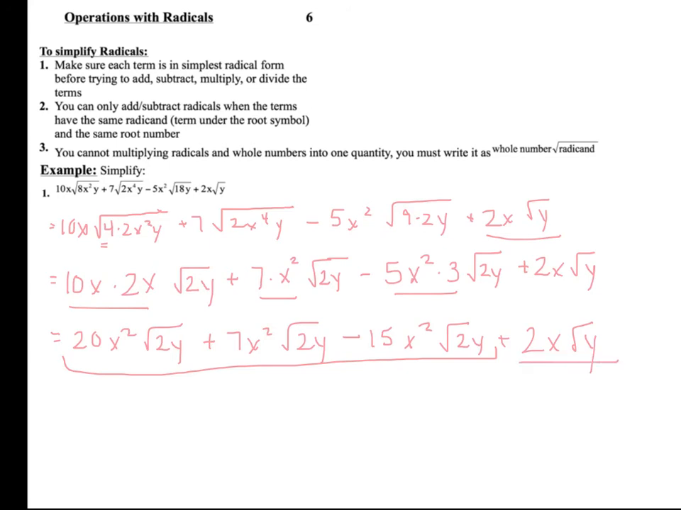This last term, I only have an x and I only have a square root of y. I don't have a square root of 2y. So that's not the same, so I can't do anything with that. So I'm just going to add it on to the end once I'm done.